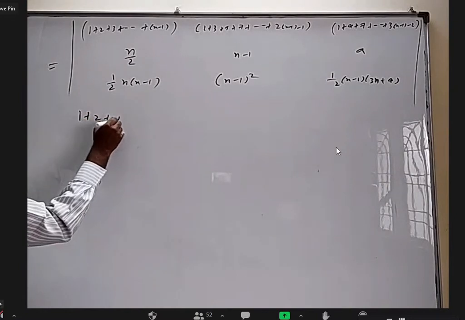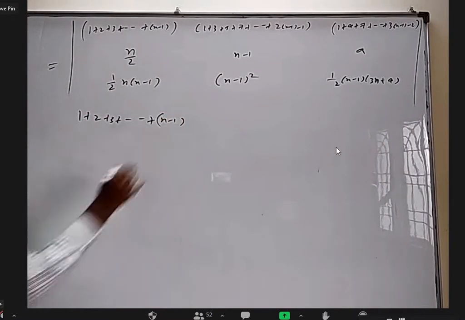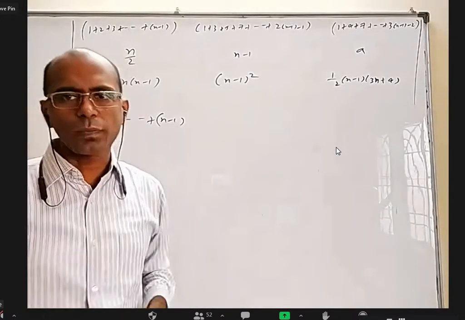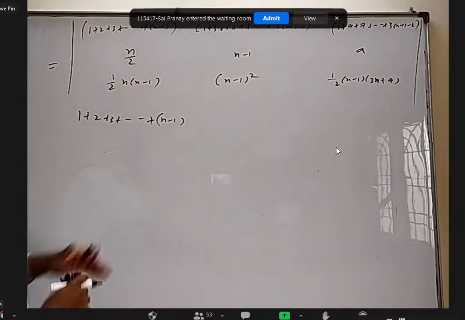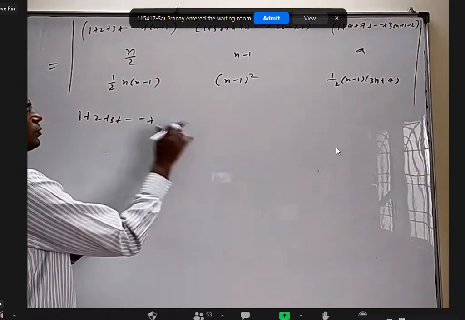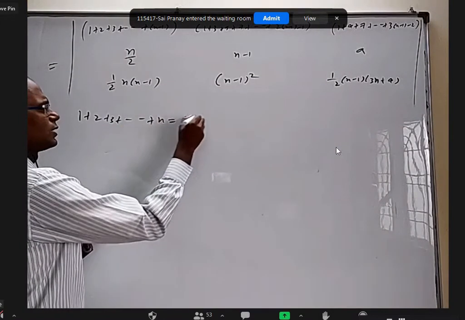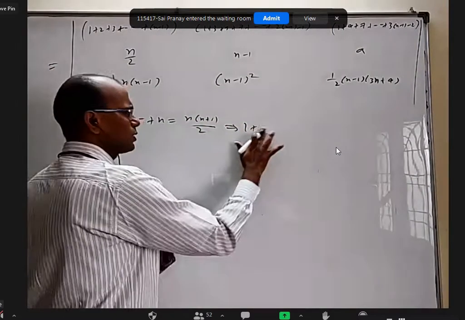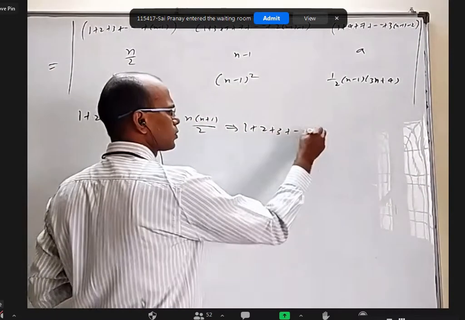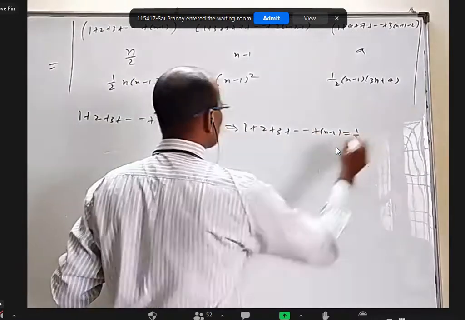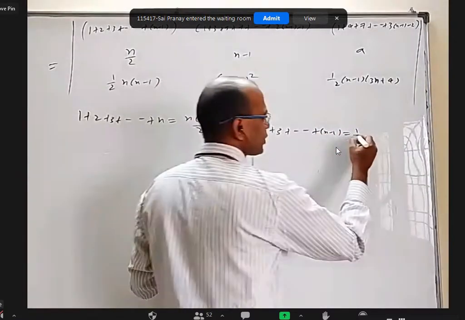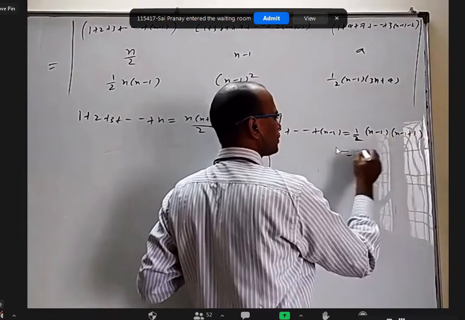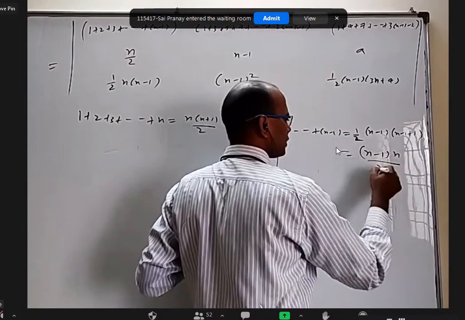1 plus 2 plus 3 so on up to n minus 1. Sum of first n natural numbers, I have formula n into n plus 1 by 2. But this is sum of first n minus 1 natural numbers. Let me write that formula. 1 plus 2 plus 3 so on up to n is n into n plus 1 by 2. Based on that, 1 plus 2 plus 3 so on up to n minus 1 is half of wherever n is there, I have to write n minus 1. So it will be n minus 1 plus 1, which is n minus 1 into n by 2.